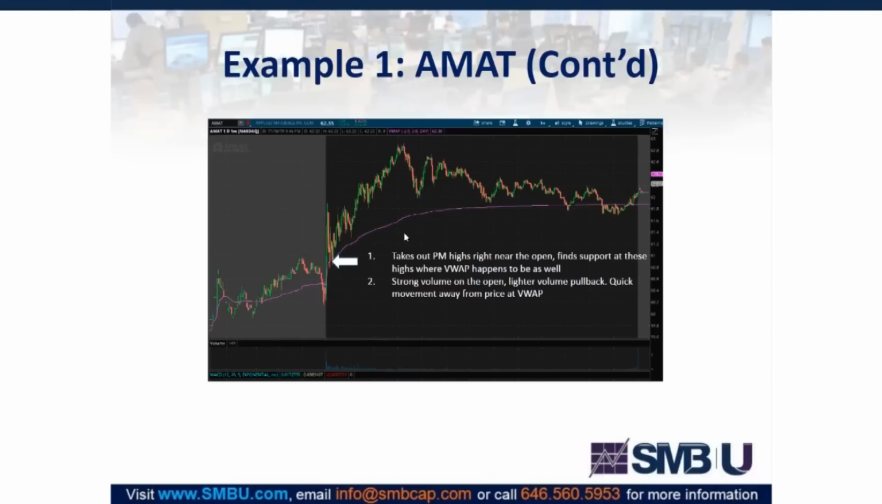So if you were going to try to enter this trade, seeing how the stock was bouncing at VWAP should serve to you as confirmation, as well as the fact that there was a very strong opening drive, that there are big institutional buyers coming into this stock.